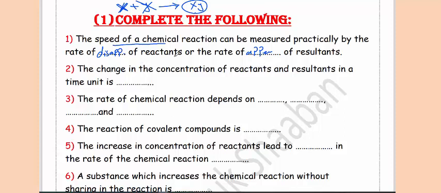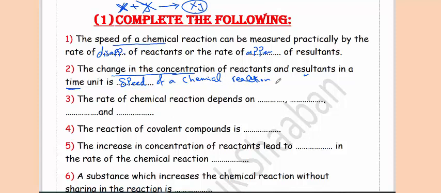Question 2. The change in concentration of reactants and resultants in a time unit is what? نركز تاني، هو هنا مديني definition وعايز scientific term. The change in concentration in a unit time, this is what? The speed of a chemical reaction again. This is the speed of a chemical reaction. Change in concentration in a time is speed of chemical reaction.